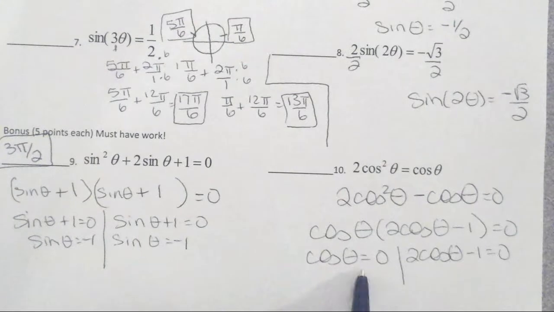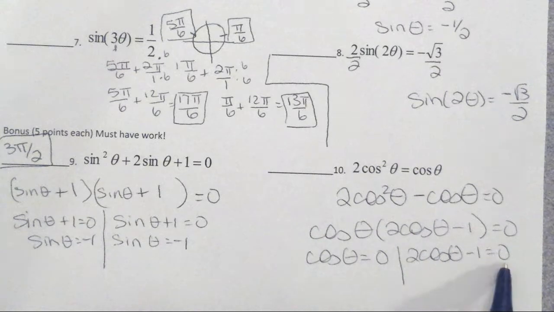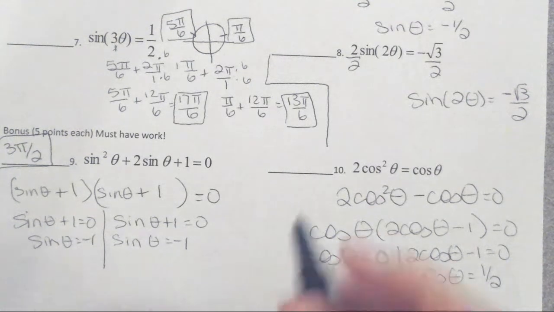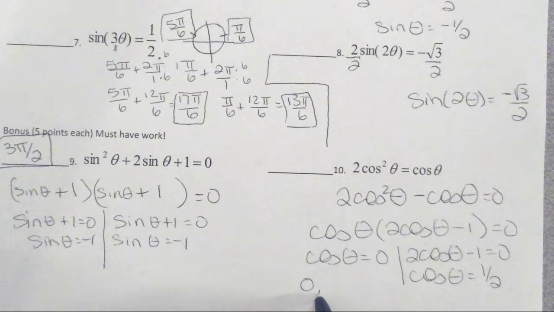The first equation is solved for. Cosine theta equals 0. The second equation, I'm going to add 1 to both sides, and then I'm going to divide by 2. So cosine theta equals 1 over 2. So I want to know where on my circle does cosine equal 0, and where on my circle does cosine equal 1/2. Cosine equals 0 at pi over 2 radians and 3 pi over 2 radians. Cosine equals 1/2 at pi over 3 and 5 pi over 3.